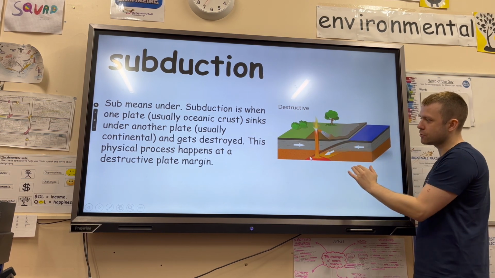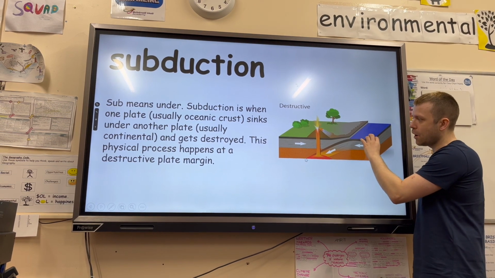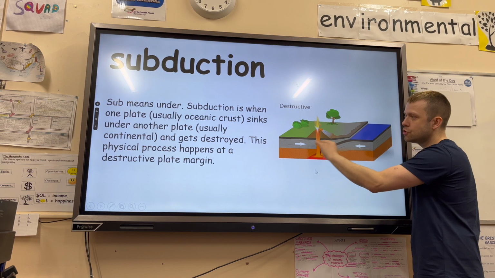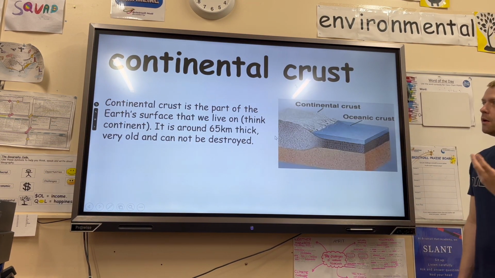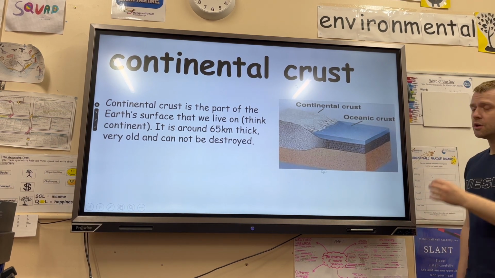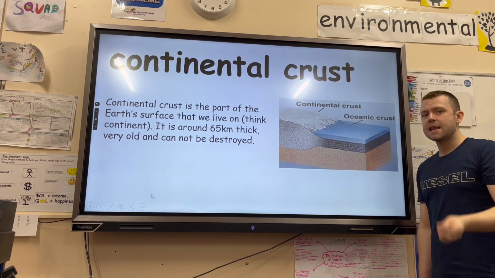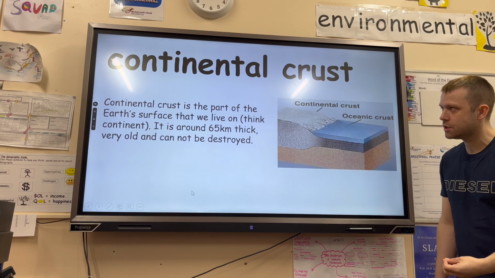So at this destructive plate margin, we can see that the heavier, denser oceanic plate is subducting below what is usually the less dense continental plate. Talking of plates and different types, continental crust is what we live on. It tends to be thicker, but it is less dense. It is also permanent and it is not destroyed.